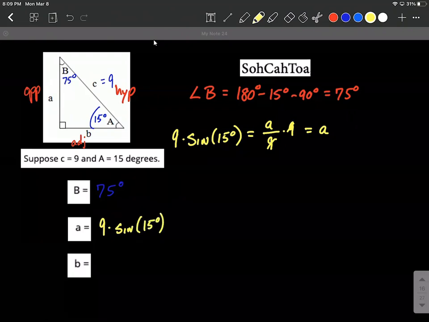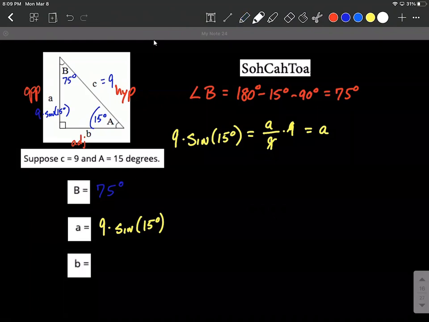Now you could get an approximation for this if you wanted to. Put it in the calculator, make sure you're in degree mode as opposed to radian mode, and you shouldn't have any problems doing that. Next, let's try to find B. All right, this is 9 times the sine of 15 degrees, by the way. Not a very nice number, but not a super difficult problem to solve either.